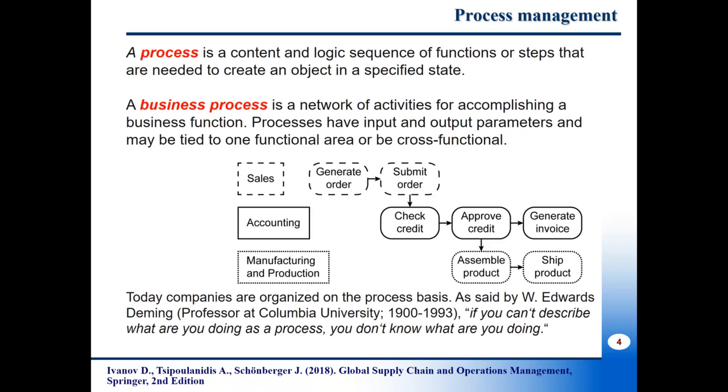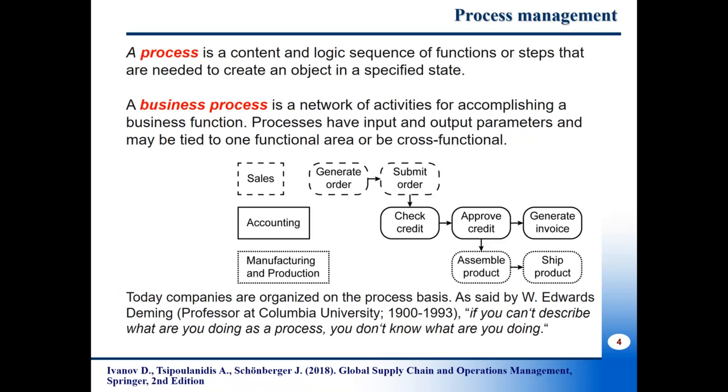First, we have two functions here. For instance, generate order and submit orders in the sales function. In the accounting function, we have a logic of sequence from check credits, approve credits, and generate invoice. In manufacturing, we have two functions here: assemble the products and ship the product. So each function in one particular business process is connected one to another in a specific sequence.